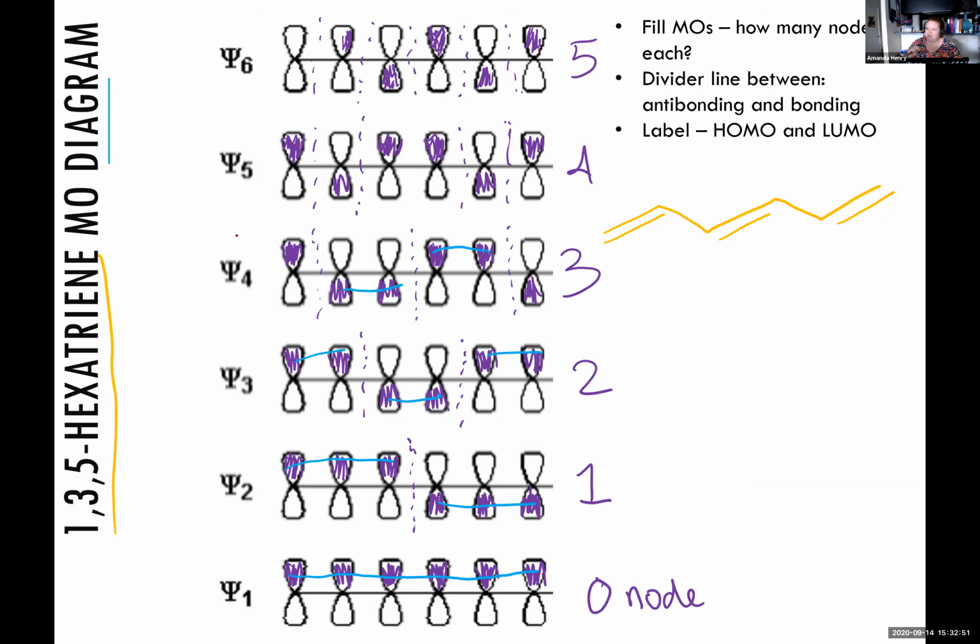Does that make sense? So the energy would be the lowest at the 0 node bonding, right? Yes. So this is the energy level. MO1 is the lowest in energy, going up to number 6.